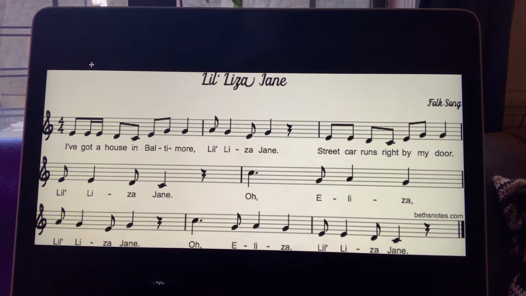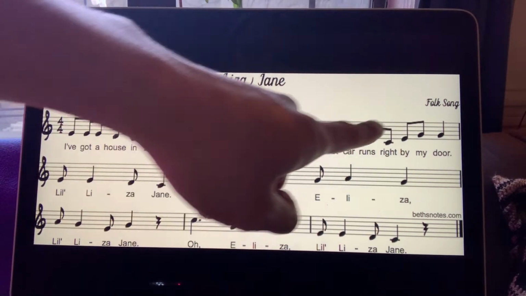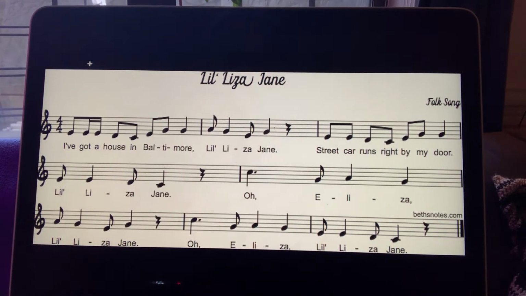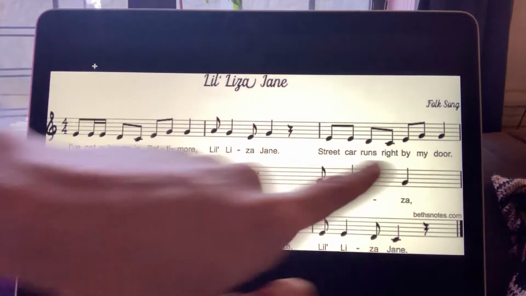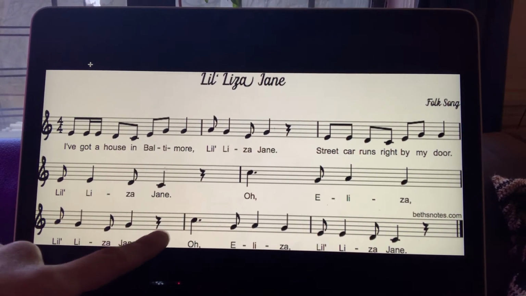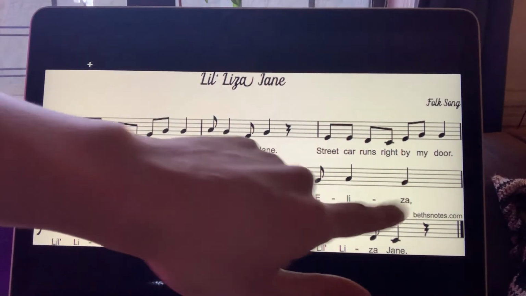Now I want to see if you can write the rhythm to phrase 3. So take out a pencil and a paper. Phrase 1 is, I've got a house in Baltimore, Little Liza Jane. Second phrase is, streetcar runs under my door, Little Liza Jane. I want to see if you can write the rhythm to phrase 3. Oh, Eliza, little Liza Jane. Can you write that rhythm? Tum, ti-ta-ta, ti-ta-ti-ta.